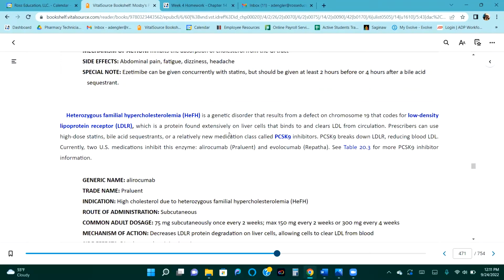Heterozygous familial hypercholesterolemia is a genetic disorder that results from a defect on chromosome 19 that codes for low-density lipoprotein receptor, which is a protein found extensively on liver cells that binds to and clears LDL from circulation. Prescribers can use high-dose statins, bile acid sequestrants, or a relatively new medication class called PCSK9 inhibitors. They break down LDLR, reducing LDL. And there's two medications in the US that are currently available, as mentioned previously, Praluent and Repatha.